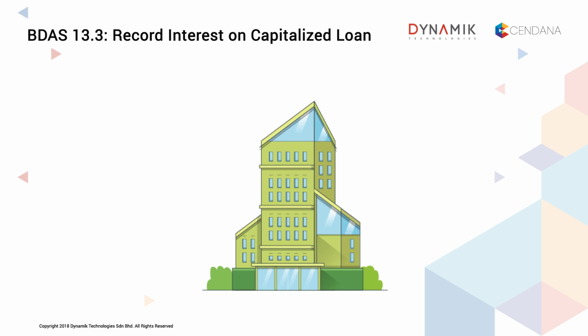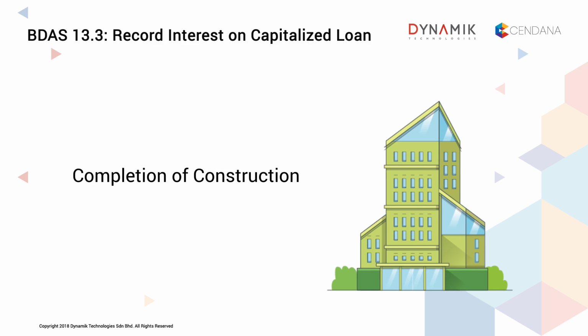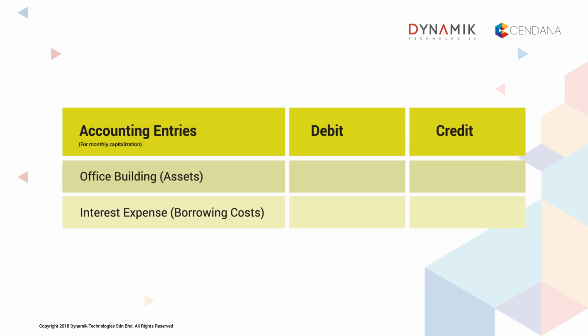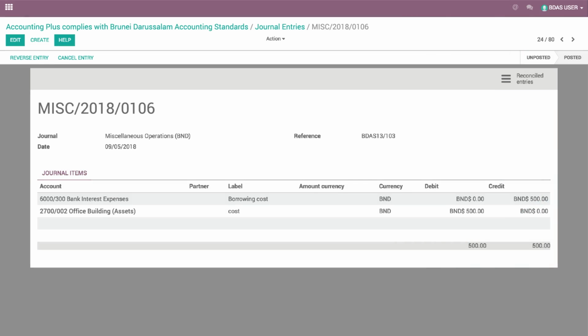under BDAS 13. The construction of the office building started on 1st January 2017 and the construction was completed on 31st December 2017. Accounting entries for this scenario will be debit the office building, which is the assets, with $500 and credit the interest expense with the same amount. This is a journal entry transaction. The draft journal entry of BDAS 13.3 to record interest on capitalized loan will look like this. Do note the journal ID generated from the system for future reference.